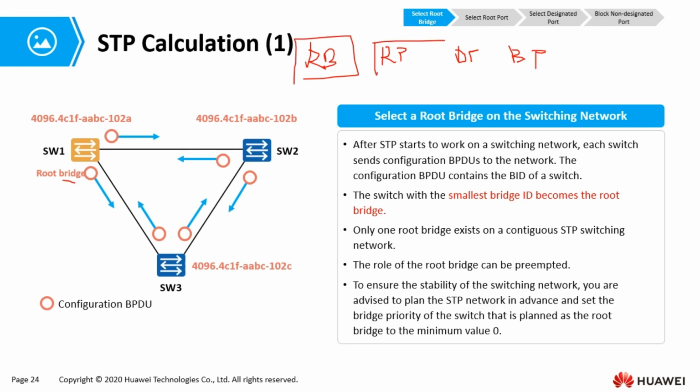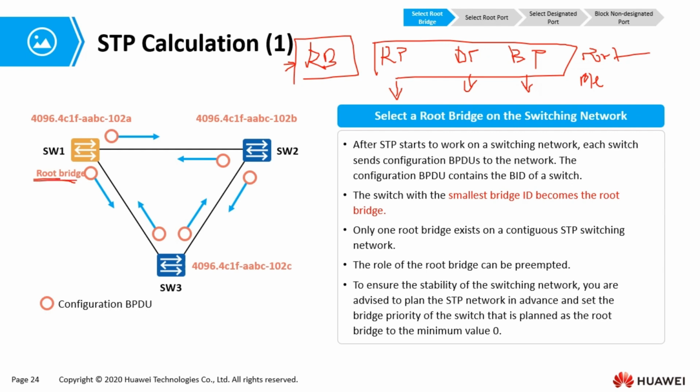Okay, these three types are the ports that we're going to calculate. Before we calculate the port roles, we will know which is your root port, which is your designated port, and which is your alternate port, or what we also call a block port. Before that, we need to decide who will be your root bridge.